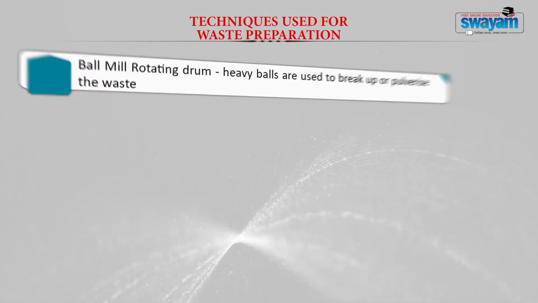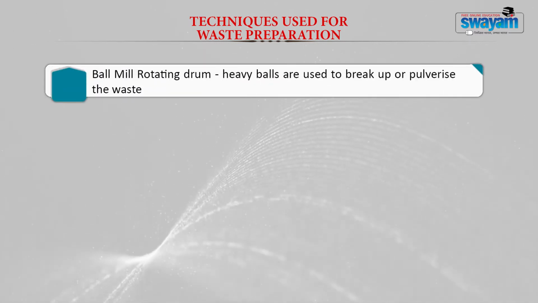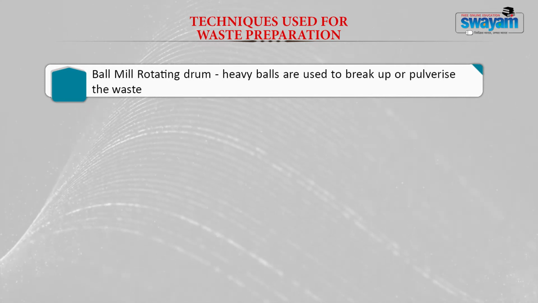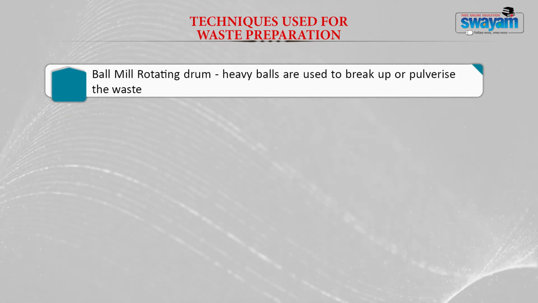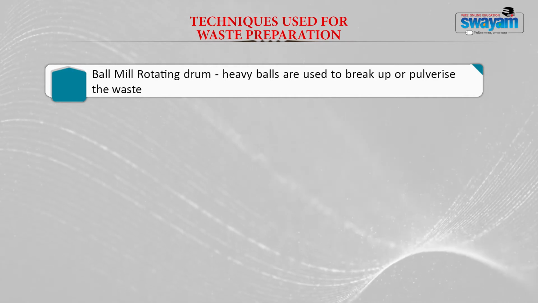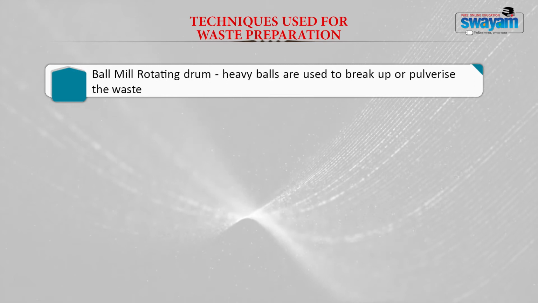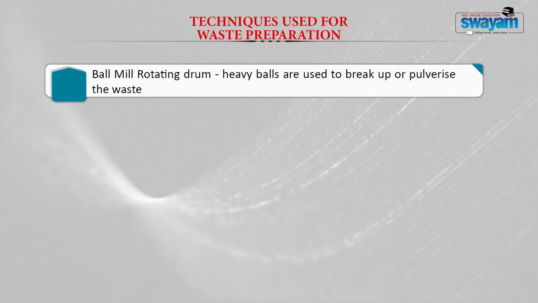Now, the ball mill rotating drum is also used as a technique for preparing your waste. Here you will have heavy balls rotating inside the drums, and during the process of rotation they will pulverize or break the waste.